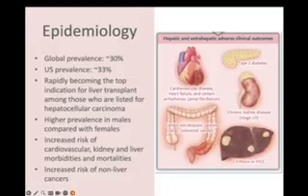Why is it important? Because of the epidemiology. The global prevalence is 30% and US prevalence is 33%, and it's rising. It's rapidly becoming the top indication for liver transplant among those who are listed for hepatocellular carcinoma and becoming the most prevalent steatotic liver disease. It has higher prevalence in males compared with females, and it is associated with increased risk of cardiovascular, kidney, and liver morbidities and mortalities. And it is associated with increased risk of non-liver cancers like colorectal cancer.